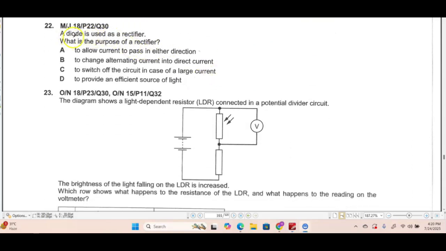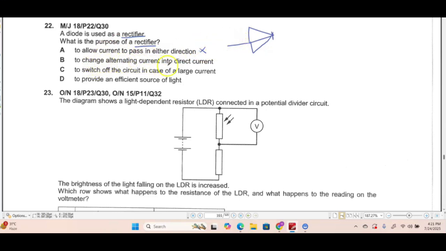Okay, question number 22. A diode is used as a rectifier. What is the purpose of a rectifier? Okay. A diode is something which looks like this. Okay? And the purpose of a diode is to allow the current to flow in one direction. Okay? So let's look in the options and see what's the purpose of the rectifier. To allow current to pass in either direction? No, I've just told you that the diode allows current to pass in one direction.